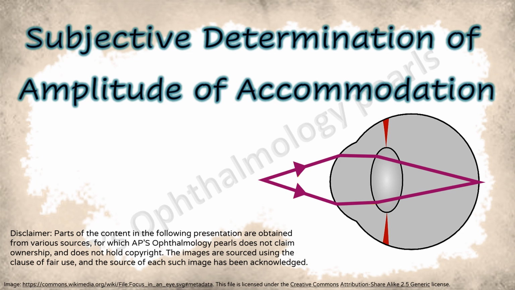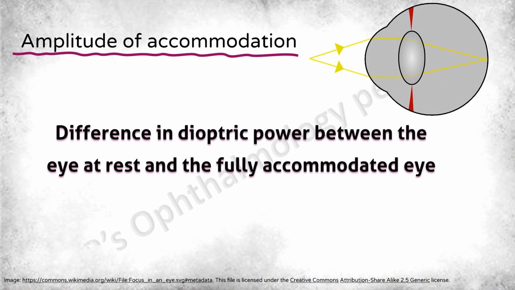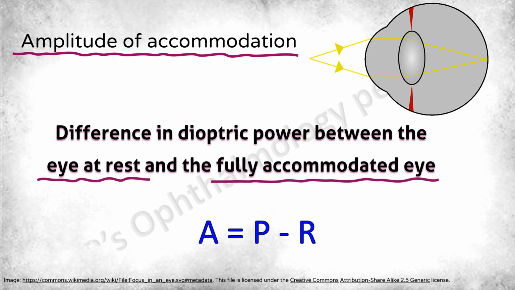Hello viewers, today we shall discuss the various subjective methods of determining the amplitude of accommodation. The amplitude of accommodation is the difference in dioptric power between the eye at rest and the fully accommodated eye, that is, accommodation A is equal to P, the dioptric value of the near point distance, minus R, the dioptric value of the far point distance.